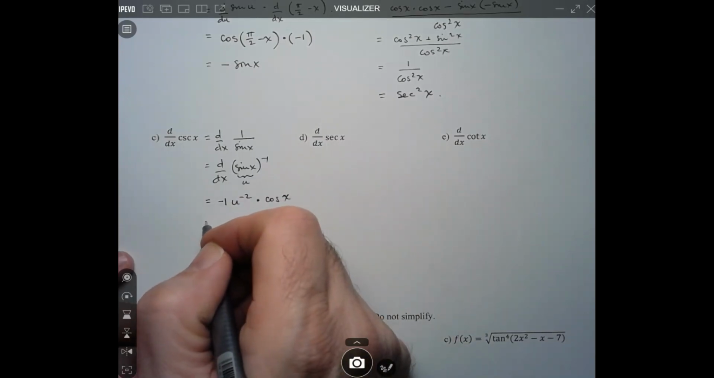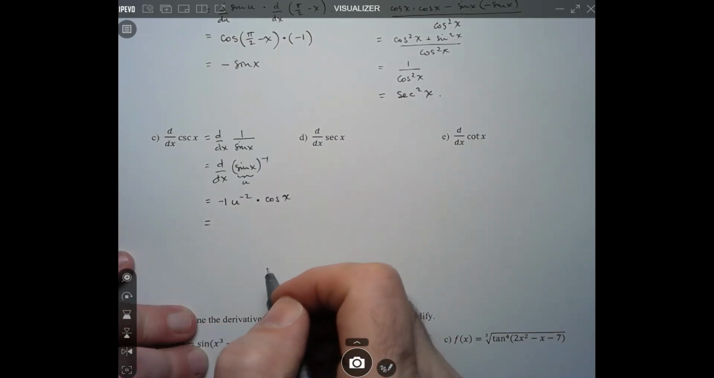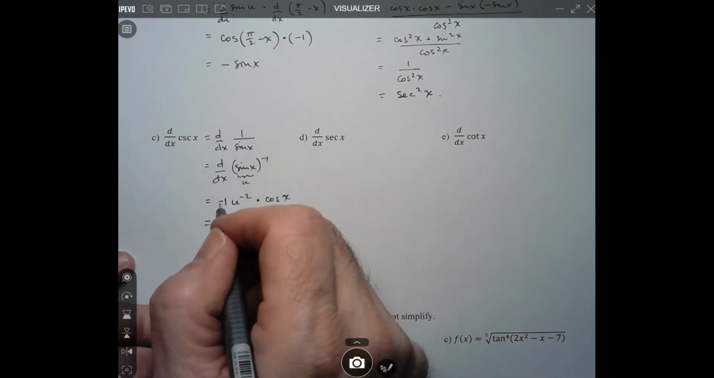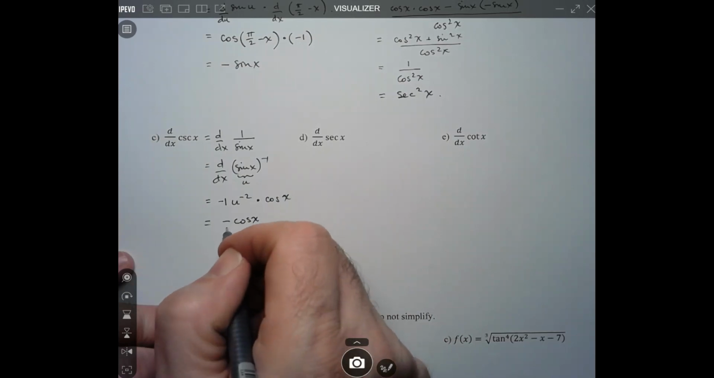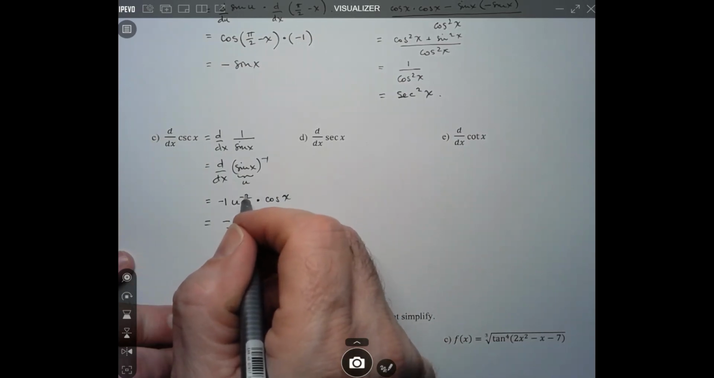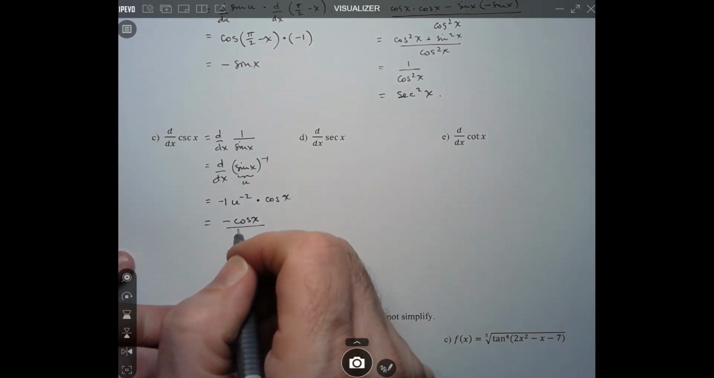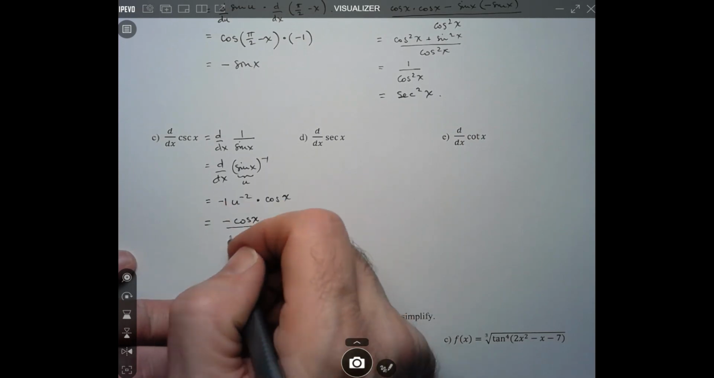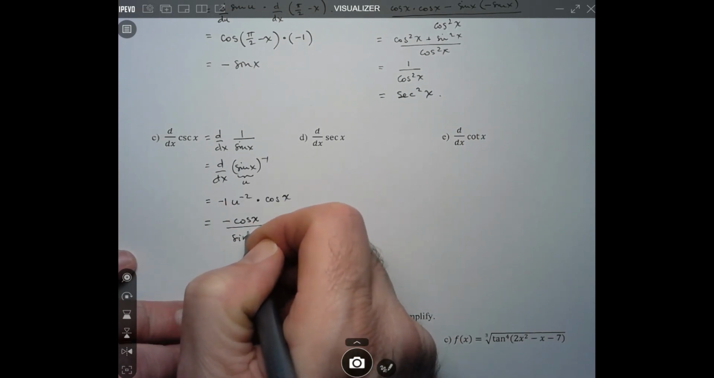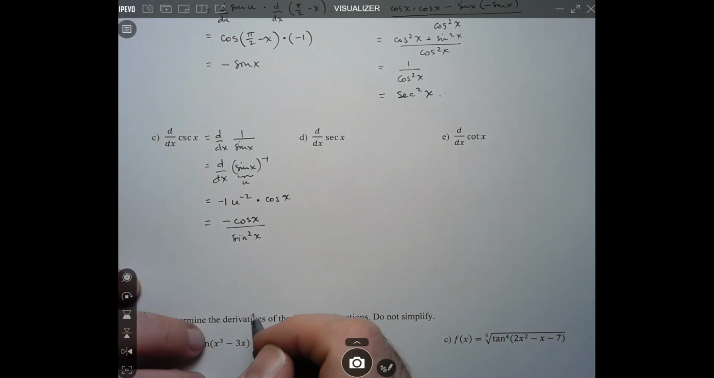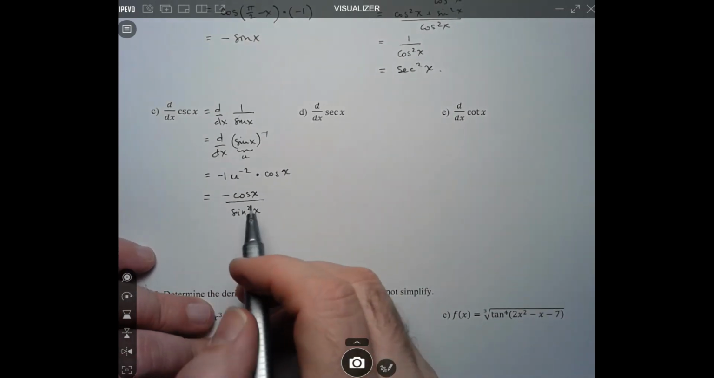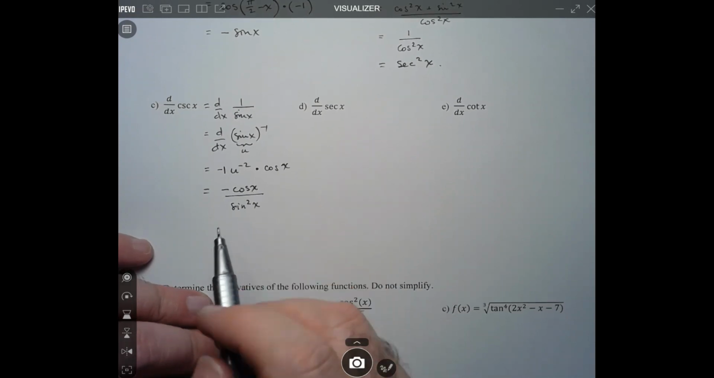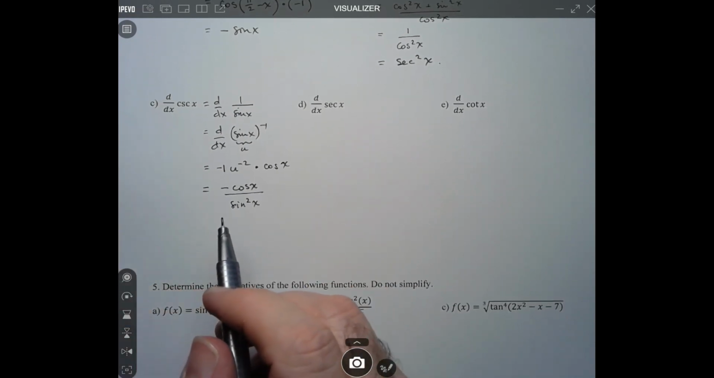And so now let's clean this up. So here I've got the negative. Cos x is going to stay in the numerator. And this u to the negative 2 is going to go into the denominator. But of course, what is u? It's just sine squared x. Okay? And this is a perfectly valid formula for the derivative of cosecant of x.